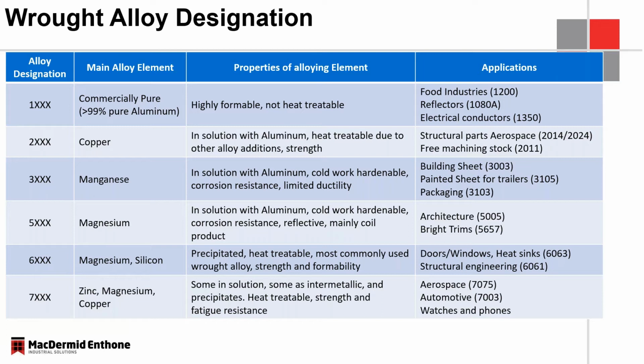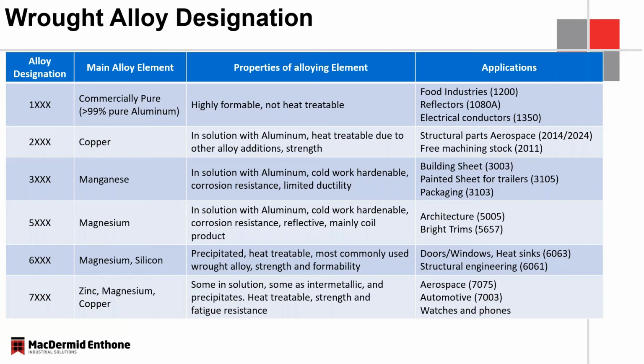The 6000 series here, that's probably one of the most common alloys we come across. These are extruded alloys, alloyed with magnesium and silicon, especially in the automotive industry and architectural industries. This is what's used for doors, windows, cladding, so on and so forth.